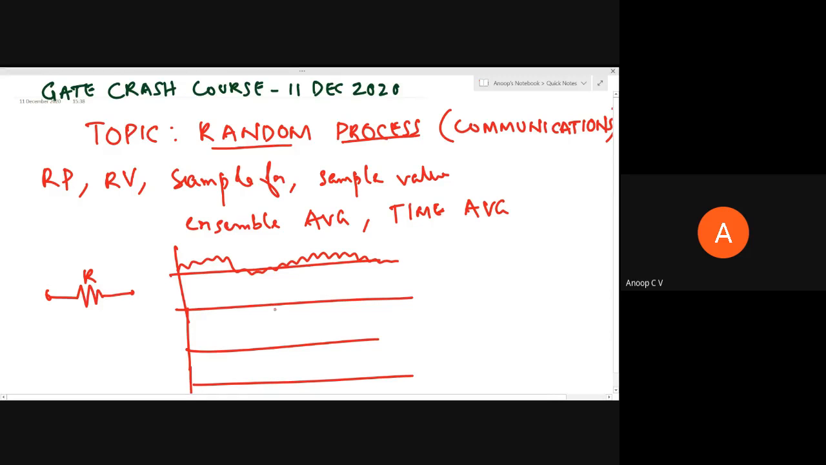For the first resistor, if you measure, it will be like this. Second resistor, third resistor. These are completely random, and you can see at any given time it will have some finite value. So this random process is actually a random variable as a function of time. As a function of time, if you plot, it can be anything.